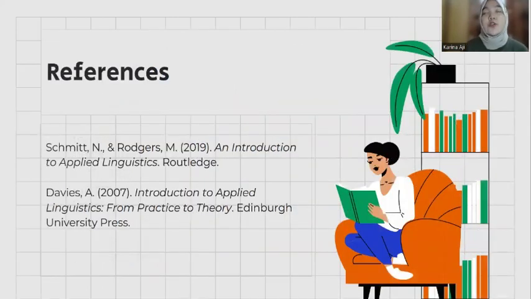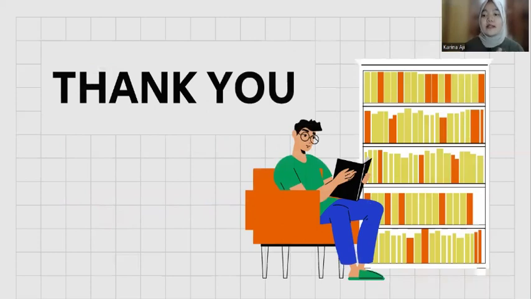So in conclusion, the correlation between applied linguistics and language teaching and learning is that applied linguistics gives a solution, in the form of methods from research and theories, that can be used for the language teaching and learning process. That's the correlation between the two topics. And here are the references that I used for this presentation. So that's it.